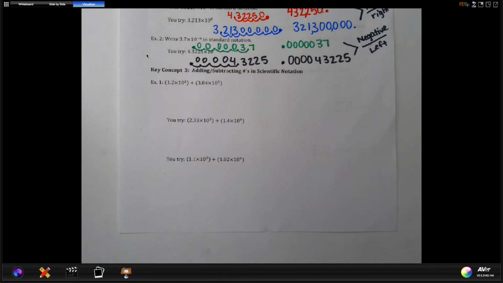Okay, to add numbers in scientific notation, there are multiple ways to do this. I like to do it best by taking the numbers out of scientific notation, changing them to standard, and then adding them and then changing them back. Okay, so let me show you example 1.